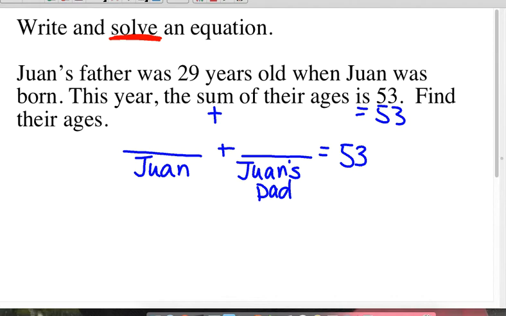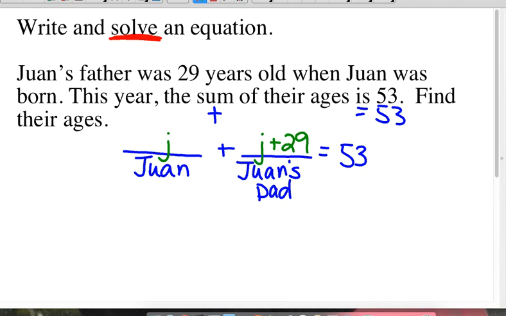So let's make Juan's age, which we don't know, it's a variable, it's a mystery number, J. However old Juan is, that's J. Which would make his dad Juan's age plus 29 years. Right? Because Juan's dad is 29 years older than Juan. So if Juan is 1, his dad is 30. If Juan is 10, his dad is 39. Okay? Because he's 29 years older.